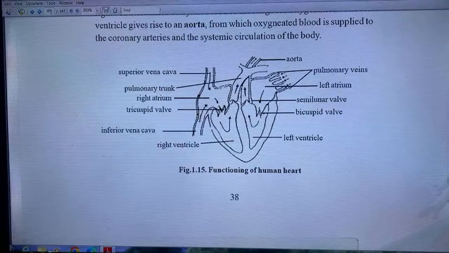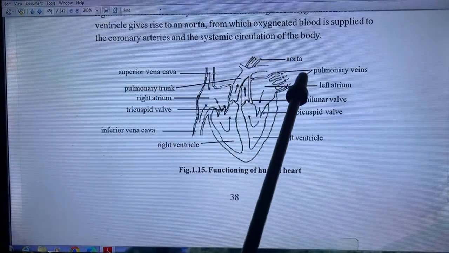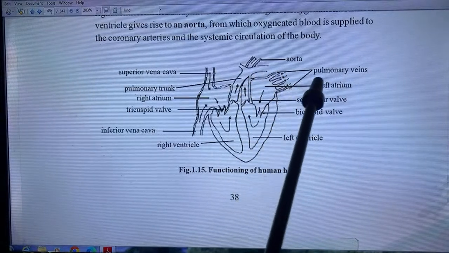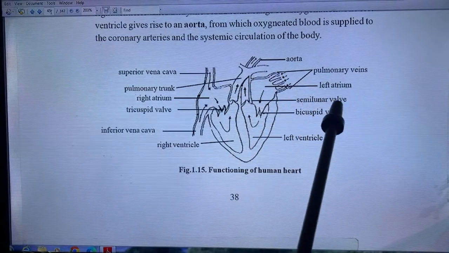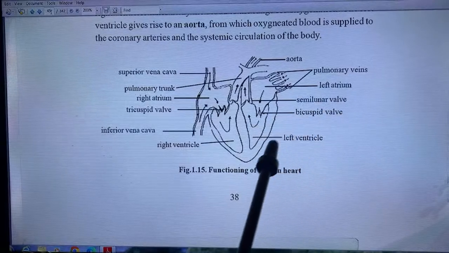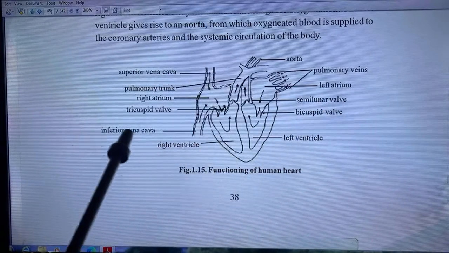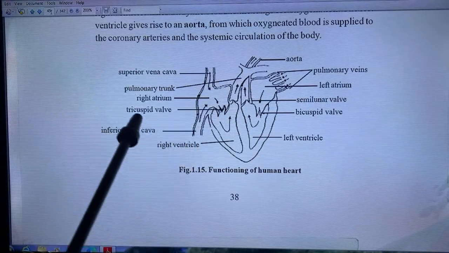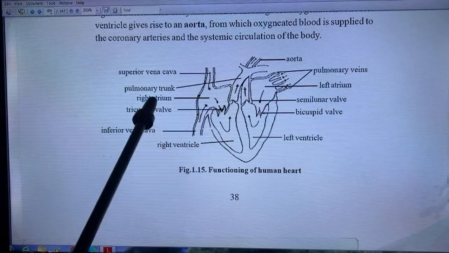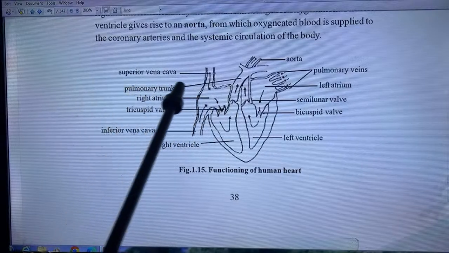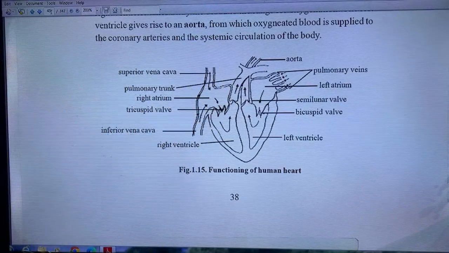This is the structure of the human heart. This is the aorta, pulmonary veins, left atrium, semilunar valve, bicuspid valve, left ventricle, right ventricle, inferior vena cava, tricuspid valve, right atrium, pulmonary trunk, superior vena cava.